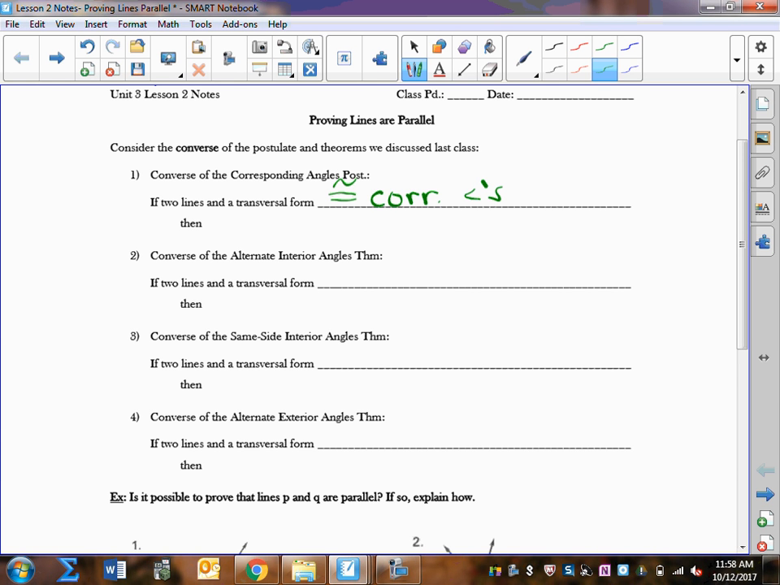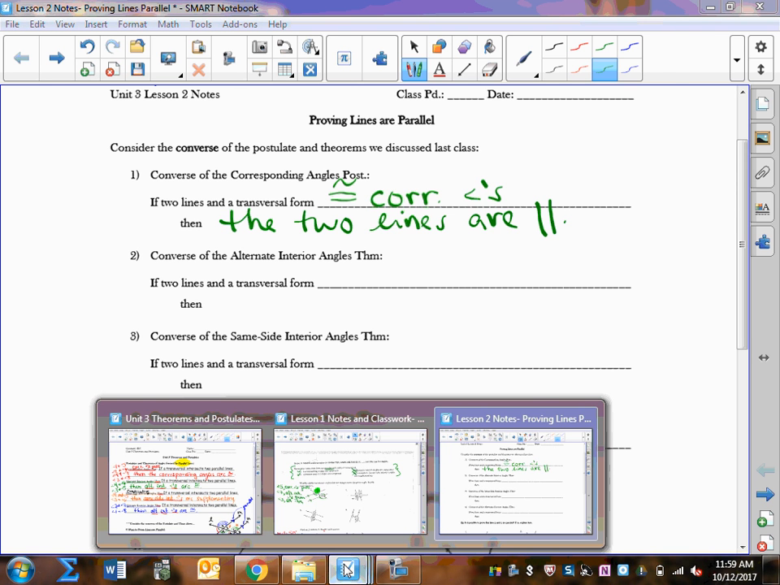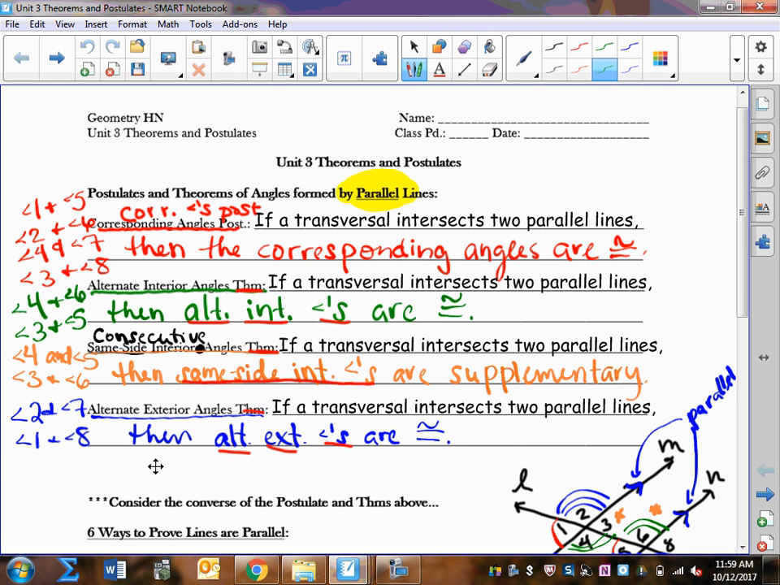If two lines and a transversal form corresponding angles that are congruent, then what? What do we think is going to be my new conclusion? Lucy? The two lines are parallel. Very good. Then the two lines are parallel. And again, if I go back to my postulate over here, it starts off with parallel implies congruent corresponding. So we're flipping it. Corresponding congruent implies parallel.